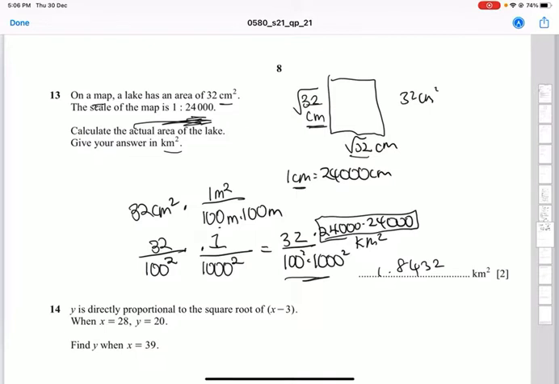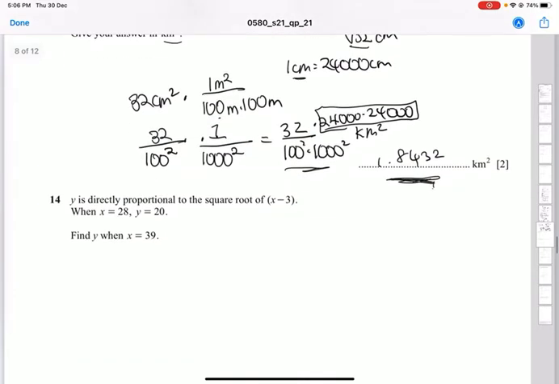If you put 1000 squared, yeah, that should be right. So that's your answer here, 1.8432 kilometers square. Okay, so hopefully that makes sense.